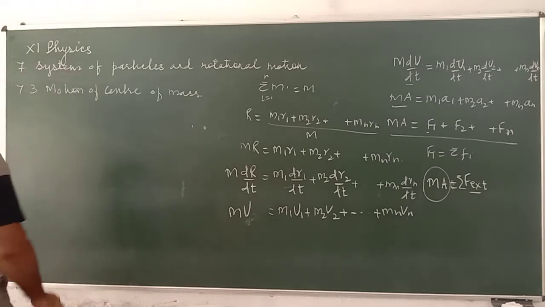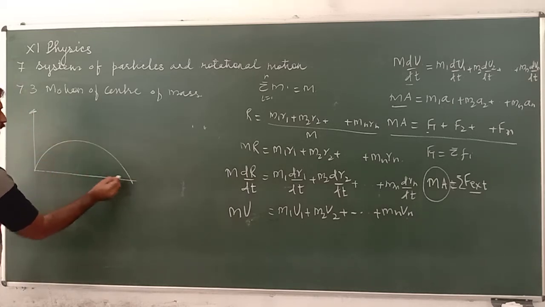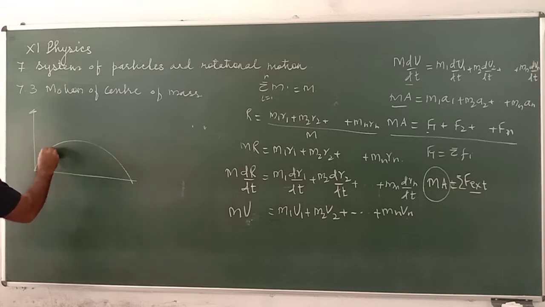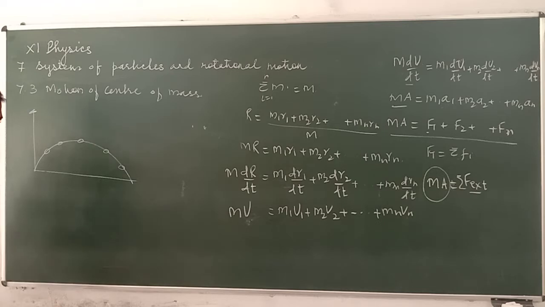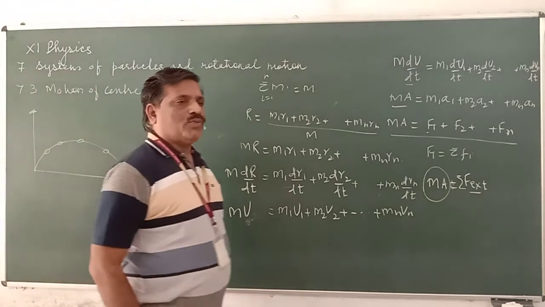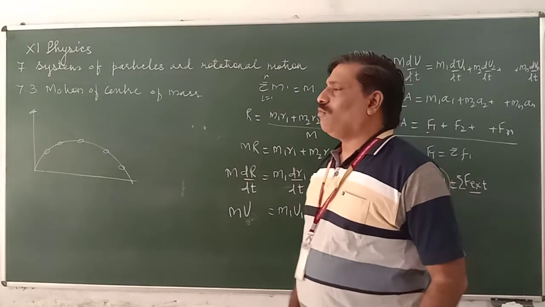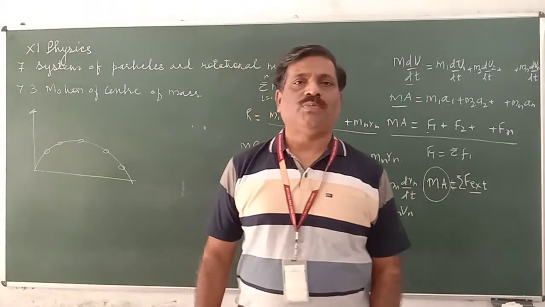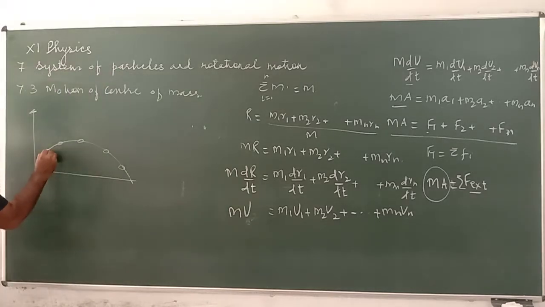If the projectile is projected, what happens to that projectile? The projectile follows a parabolic path. It goes in this way. In this one, it's an extended body. It is a system of particles. Therefore, what is going along this projectile path? It's the center of mass. This point is the center of mass. Even though this is the body, and this is the center of mass.